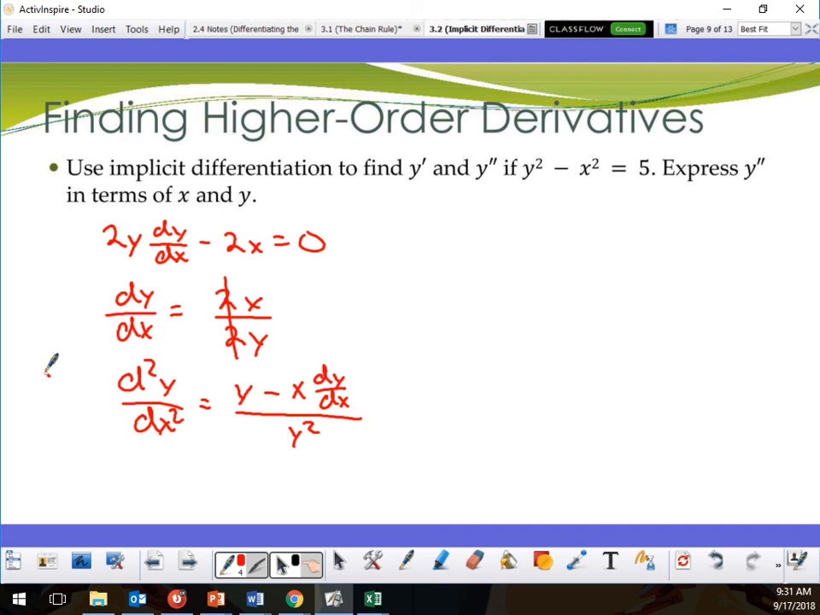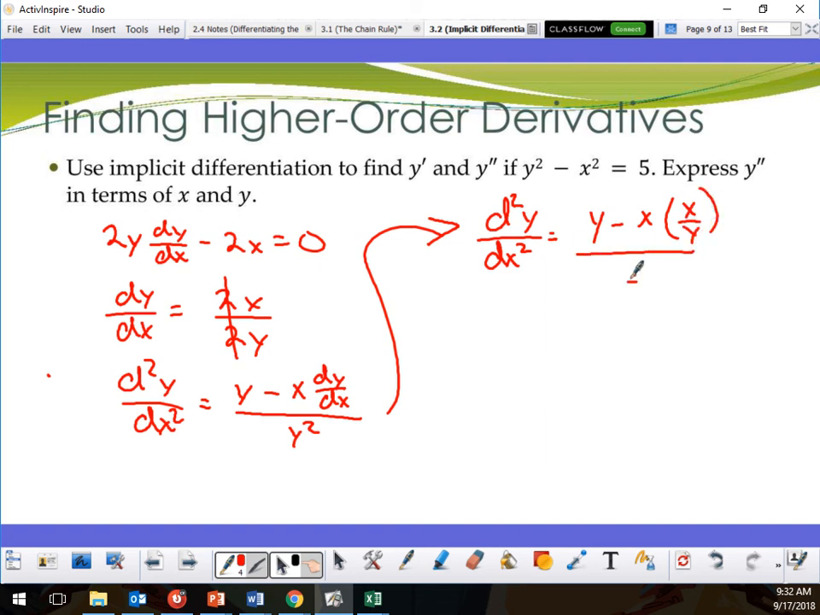No, because I'm finding the second derivative, but the second derivative has the first derivative in there also, right? Can we substitute then? Yes, I substitute my x over y wherever you see dy/dx. So this is going to be y minus x times x over y, all over y squared.